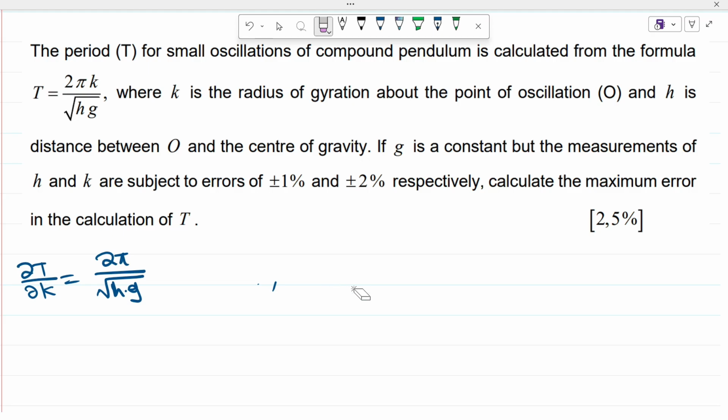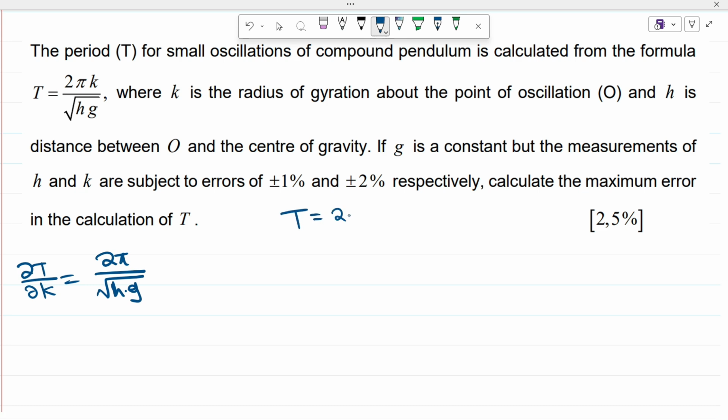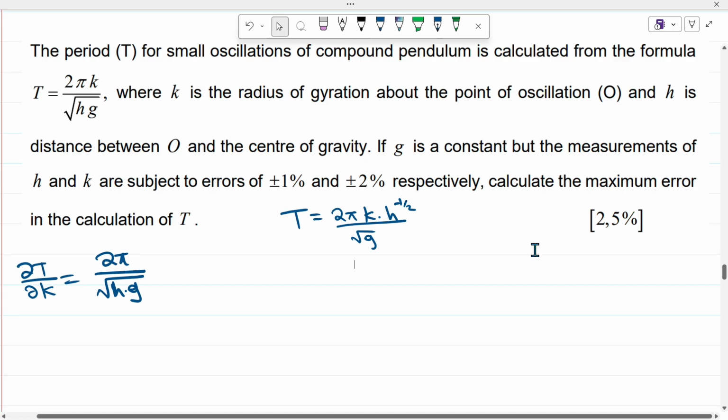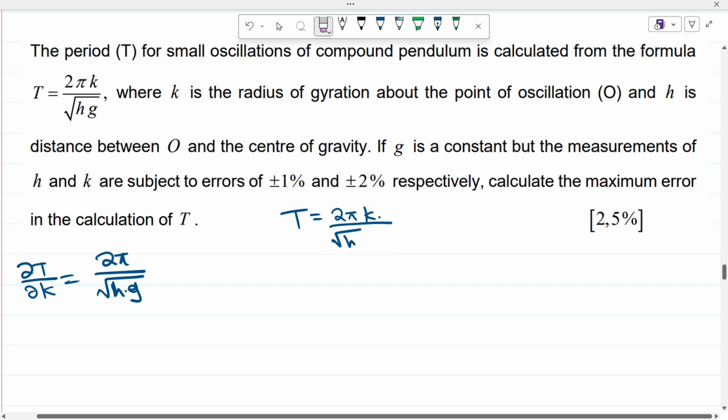Let me rewrite this equation first nicely so that you don't get confused. T here is going to be the same as 2 pi k multiplied by h to the power half divided by root of g. Does this make sense? I hope it does. To avoid confusion, let me just rewrite this again so that I don't make people get lost. So this is root of h multiplied by root of g. What I wrote here is the same as that.